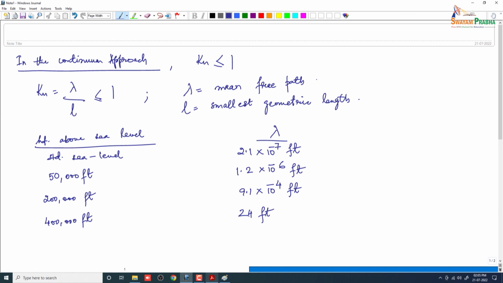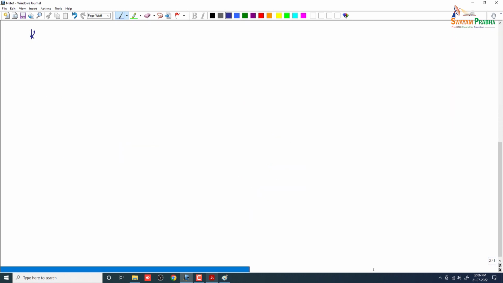But other than that, if you go way higher up at higher altitudes, the continuum approach is going to fail, or it's not going to hold true the way we've described it. Now, having said that, the Knudsen number is still a mathematical model to approximate a group of molecules, and it depends on Reynolds number and Mach number.